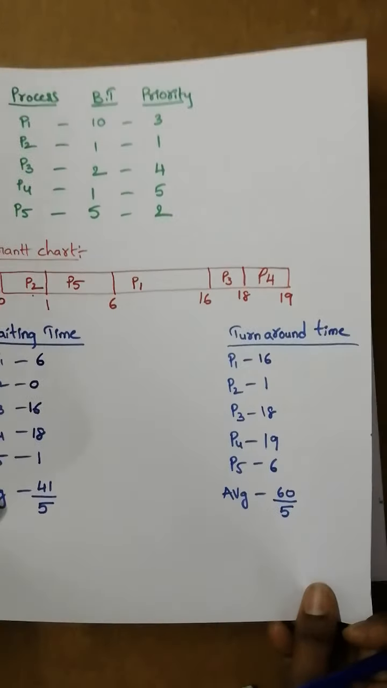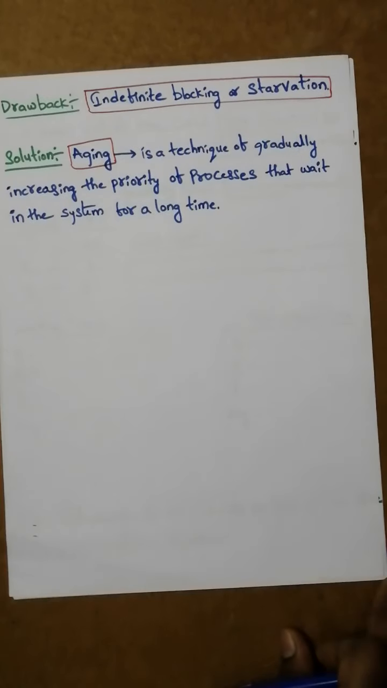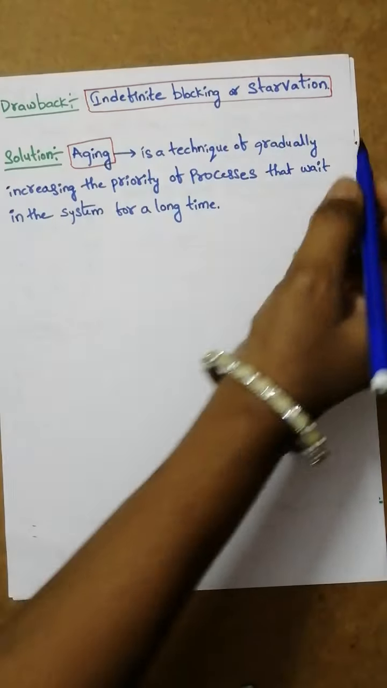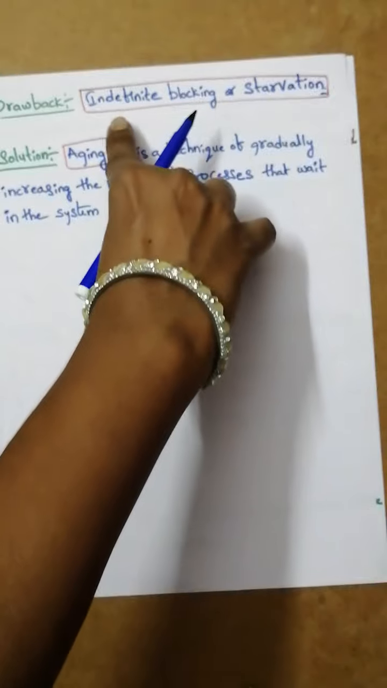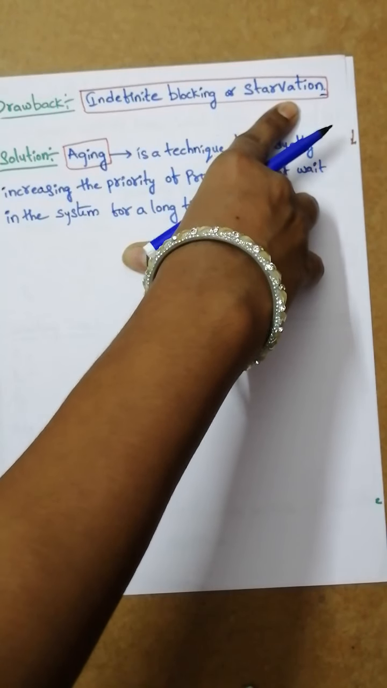Now let's see what are the drawbacks of this method. A major drawback of this method is indefinite blocking, which is also called as starvation. What does starvation mean? Imagine that there is a lower priority process. Now the lower priority process is always stopped from being executed because there is always a higher priority process coming on the way. Every time only the higher priority process is executing, leaving the lower priority one. So the lower priority process will suffer from indefinite blocking, also called as starvation.